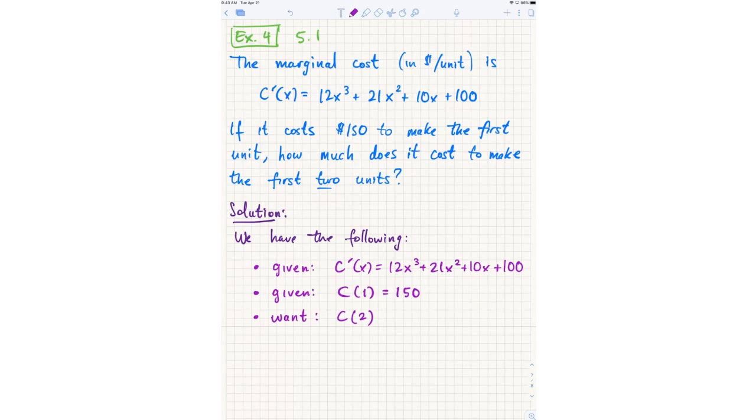So this is actually an initial value problem, right? You're given the derivative of a function and one point on that function, and you want to then find some other thing about that function, right? So maybe some other point. But these two pieces together, you can reconstruct the entire function, right? This is an antiderivative or initial value problem.